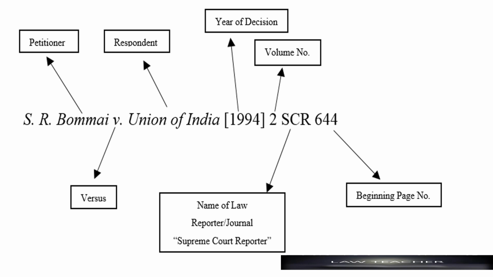This diagram will help you to figure out how to read and interpret the basics of a case citation. Here is a case called S.R. Bommai vs. Union of India, which was decided in the year 1994. It can be found in volume 2 of the Supreme Court Reporter, starting on page number 644. So we got all that information about a case out of just one line of citation. That's how effective case citations are.